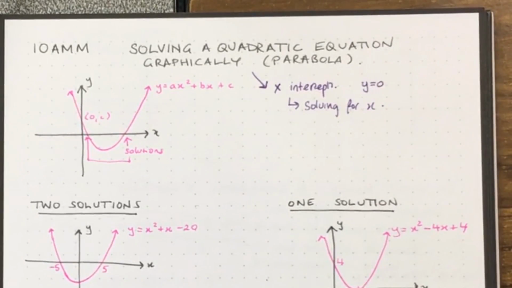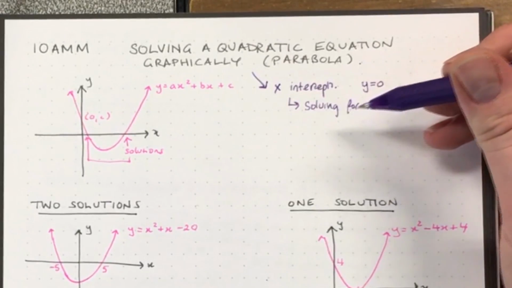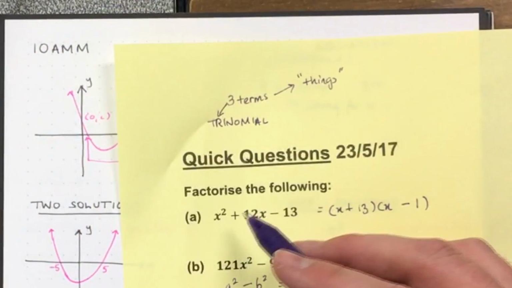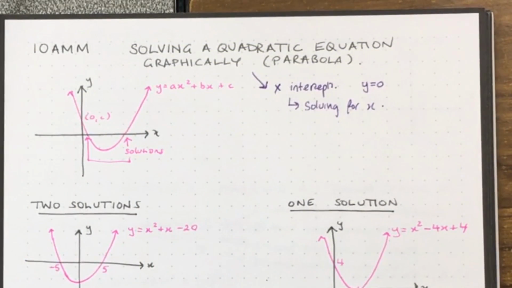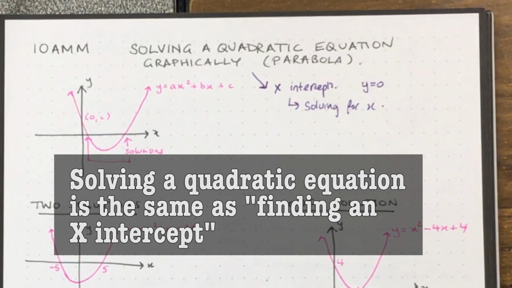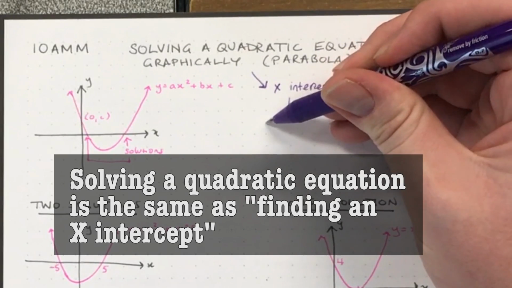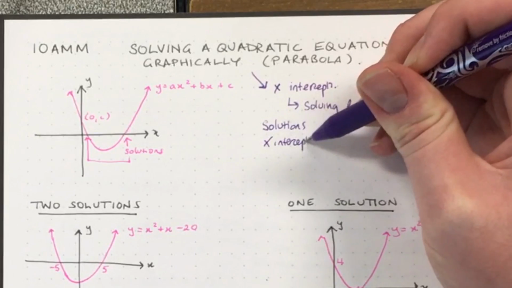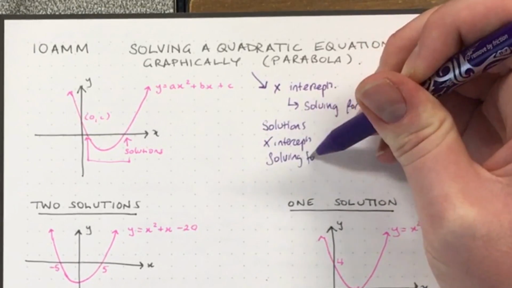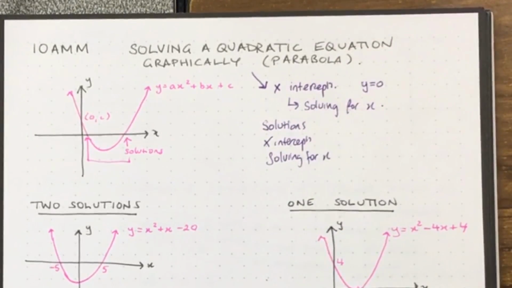So when we've been solving quadratics yesterday, like x squared plus 12x minus 3, we've been making them all equal to 0. And so that's why when you're solving a quadratic, you're finding the x-intercepts. So I want you to know that the words solutions, x-intercepts, and solving for x are all the same kind of thing. So if you need to find solutions, or find x-intercepts, or solve for x, they all mean the same thing.